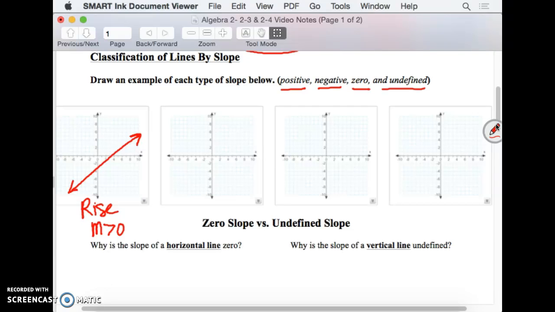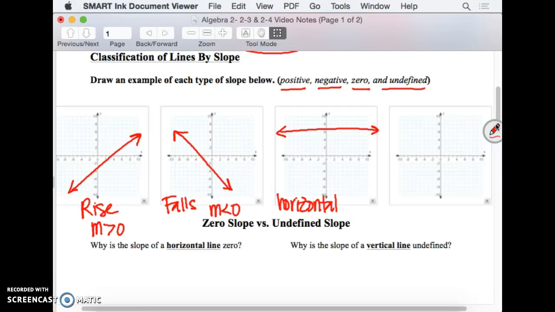If I want to do a negative slope, I'm just going to have it look like this. So that falls from left to right, and the slope is less than 0. Both of those things you've seen a lot. If a line has 0 slope, that means it's horizontal. We're going to compare horizontal lines and vertical lines in a second. So that's horizontal, and that slope is equal to 0.